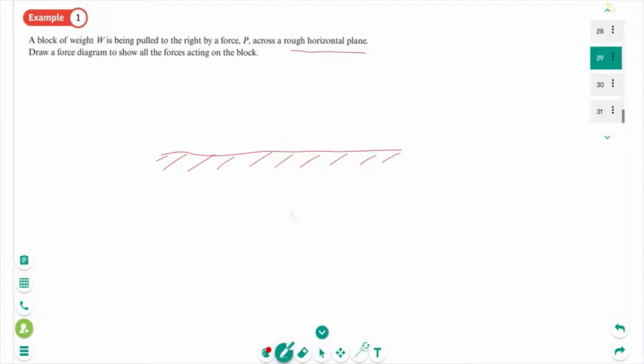Okay, you have a block. That's my block on the rough horizontal plane. The weight of the block is W, so the weight will act downwards. All these forces are in newtons. So you've got W newtons acting downwards. You are being pulled to the right by a force P. So you have a pulling force P newtons across a rough horizontal plane.